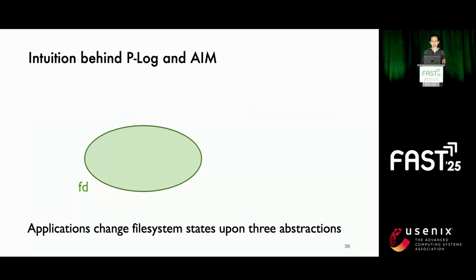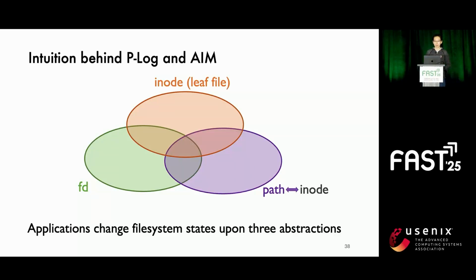Let's take one step back and think about the intuition. Essentially, applications change the file system state upon 3 abstractions, including the file descriptor, like the existence of an FD or the offset, or change the file inode, like writing the contents or changing the size. And the third is a mapping from path to inode, basically forming the directory tree and used for naming.